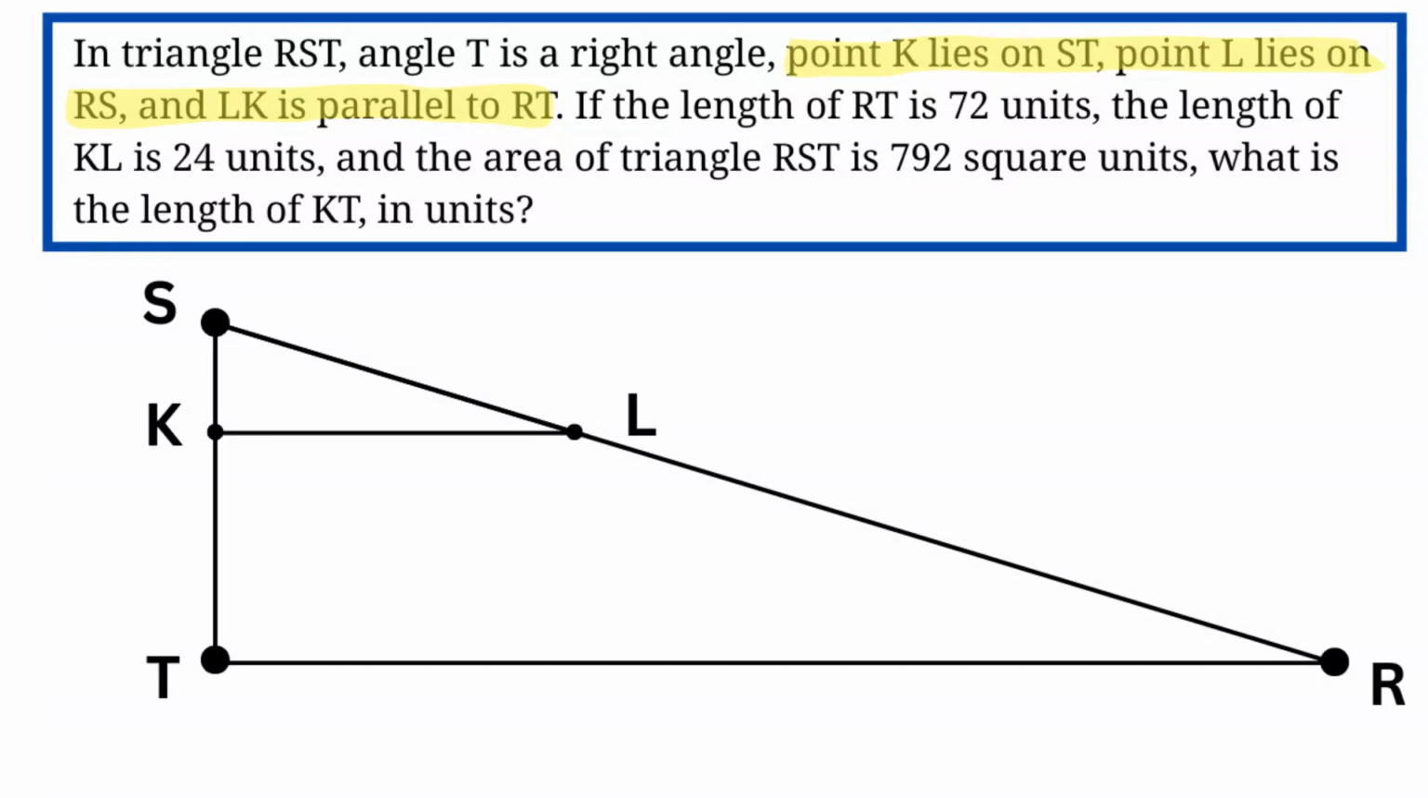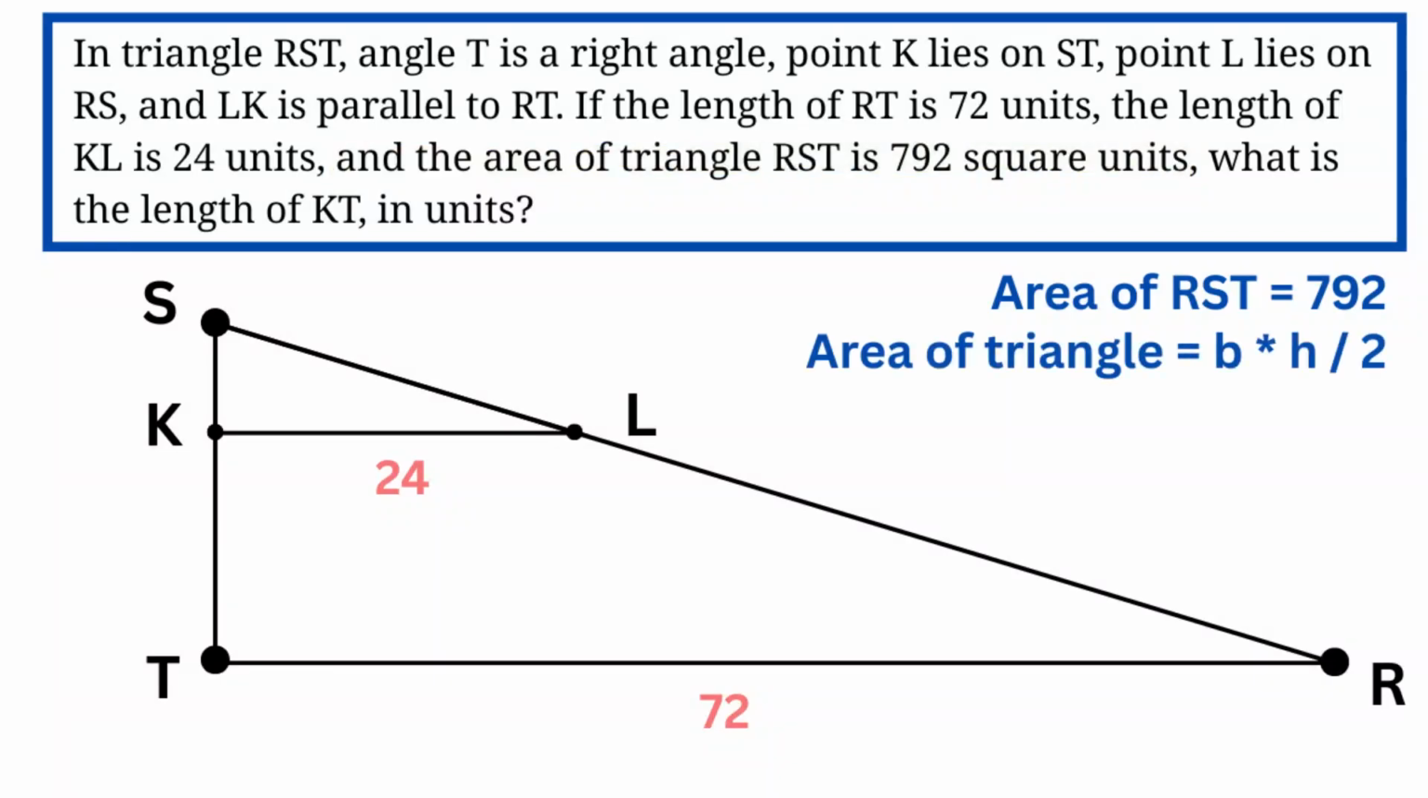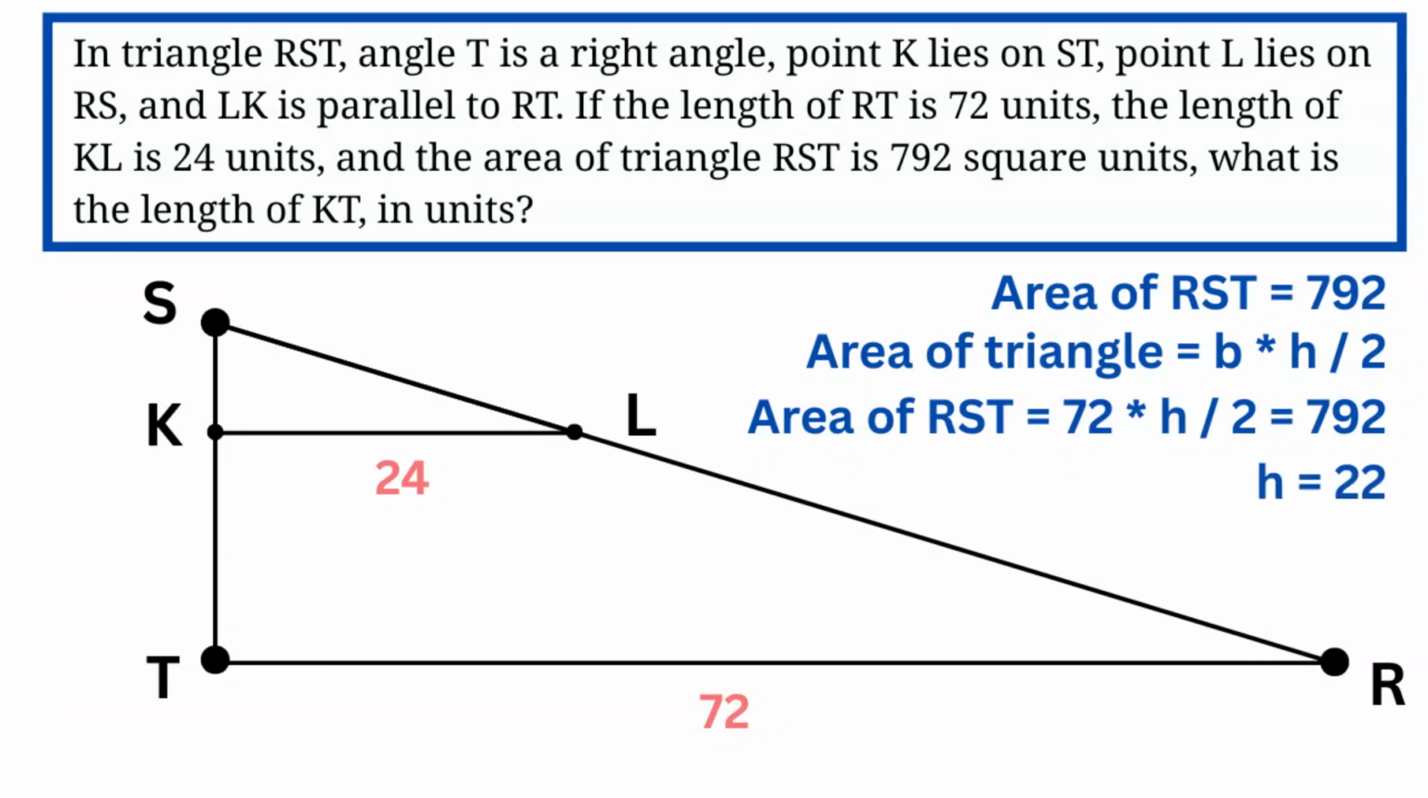Now we're in shallower waters. We know that RT is 72, LK is 24, and the area of RST is 792, and we have to find KT. This is a pretty simple math problem at this point. To find the area of a triangle, we multiply its base by its height and divide by 2. In triangle RST, the base is RT, which is 72, the height is ST, which I'm just going to call H in this equation, and then we divide by 2, and that's all going to equal 792. If we solve for H, we get that it's 22 units, so we know that ST is 22.